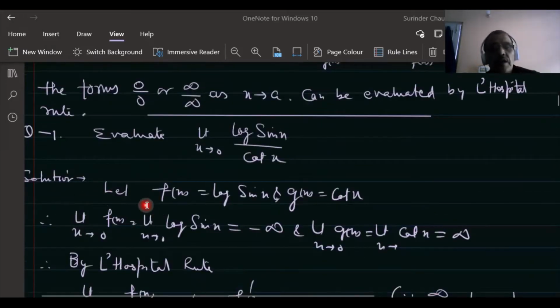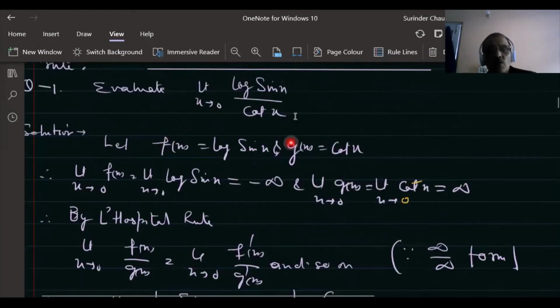Now let f(x) be equal to log of sin x and g(x) equal to cot x. We can check it also. Limit x tends to 0 of f(x), which is limit x tends to 0 of log of sin x, is minus infinity. Limit x tends to 0 of g(x), which is limit x tends to 0 of cot x, is equal to infinity. Now which form is this? This is an infinity upon infinity form.